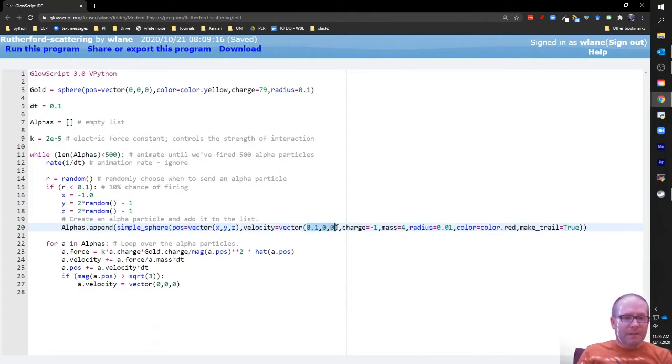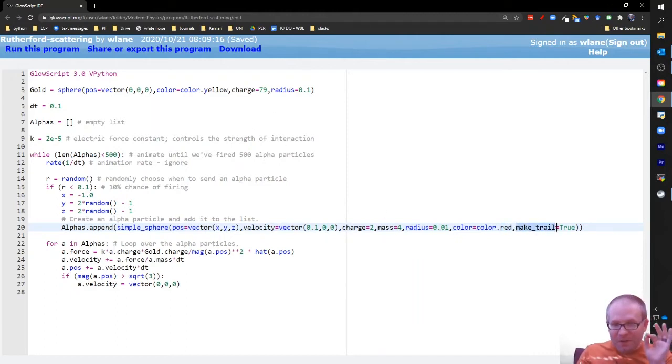We're going to give it a velocity vector going to the right. So everybody has the same velocity vector, even though they have different position vectors. We give it a charge of negative 1. I need to make that a 2. We're going to give it a charge of positive 2 because these are helium nuclei. They have 2 protons. We'll give it a mass of 4 because they have 2 protons and 2 neutrons. And we'll give it a color red just to make it distinguished from the yellow.